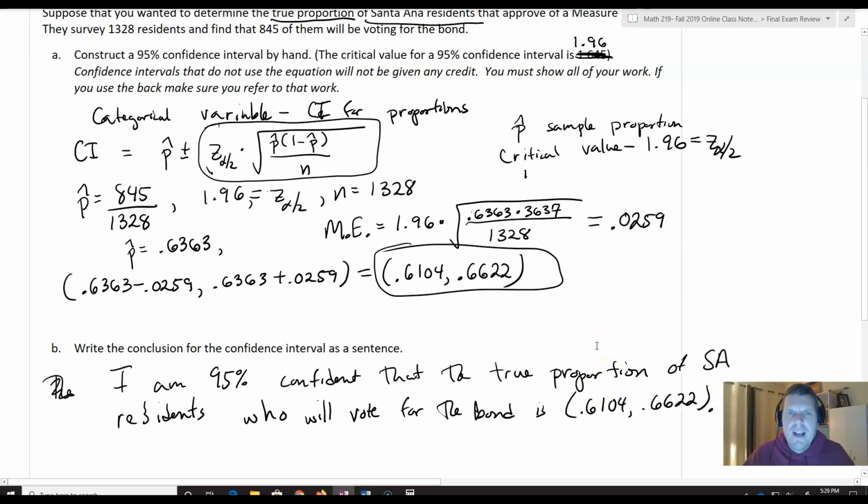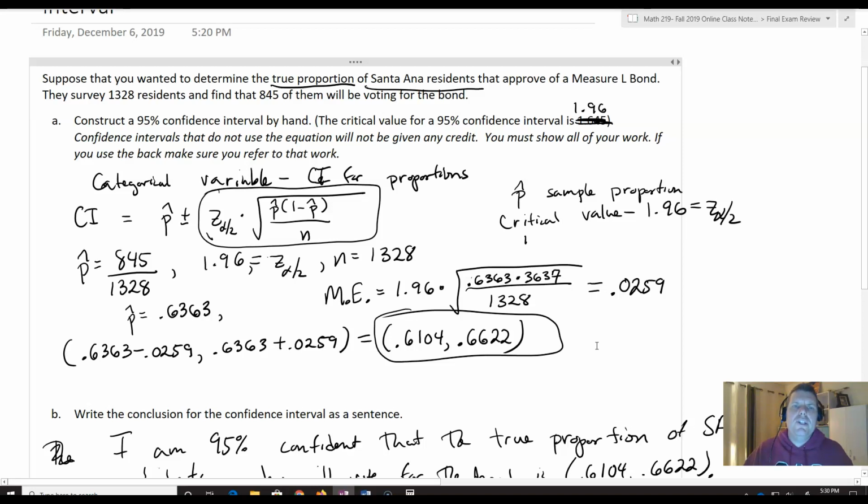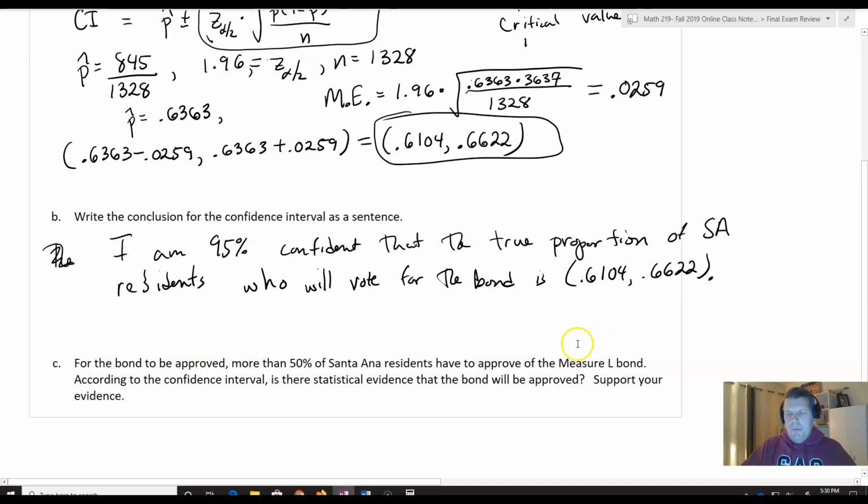So now I go back up to my original question. You wanted to determine the true proportion of Santa Ana residents that approve the Measure L bond. Now ask ourselves, for the bond to be approved, more than 50% of Santa Ana residents have to approve the Measure L bond. Well, did that happen? Let's take a look. We've got a 95% confidence interval. We're 95% confident that the true proportion who would vote for the bond is somewhere between 61 and 66%. So our evidence tells us that, in fact, it's more than 50%. 50% is not in the confidence interval. In fact, our entire confidence interval is greater than 50%.